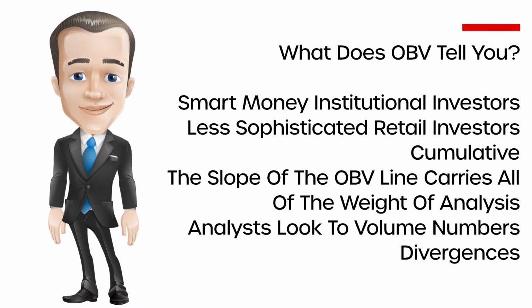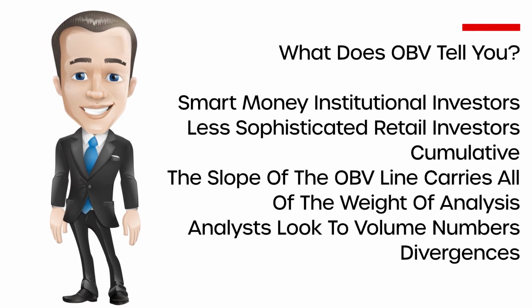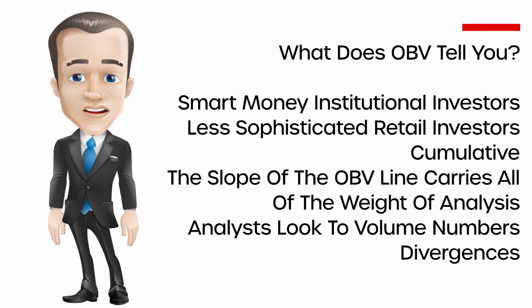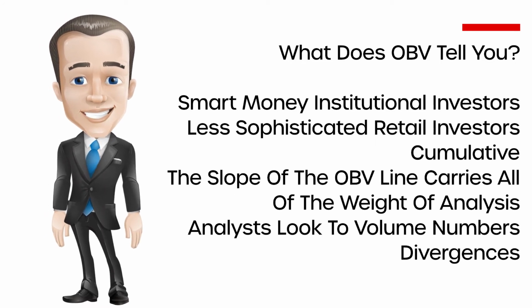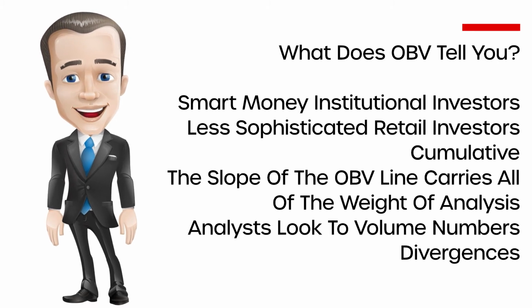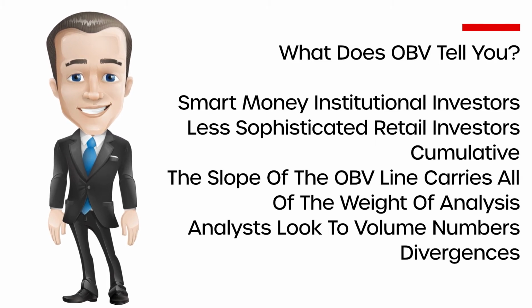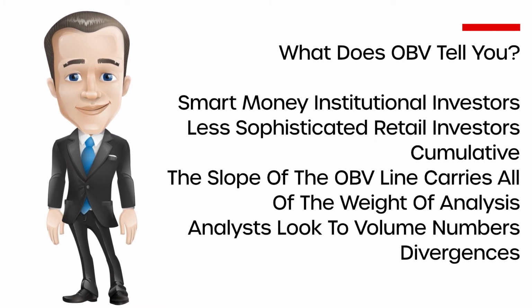What does OBV tell you? The theory behind OBV is based on the distinction between smart money, namely institutional investors, and less sophisticated retail investors. As mutual funds and pension funds begin to buy an issue that retail investors are selling, volume may increase as the price remains relatively level. Eventually, volume drives the price upwards. At that point, larger investors begin to sell and smaller investors begin buying.